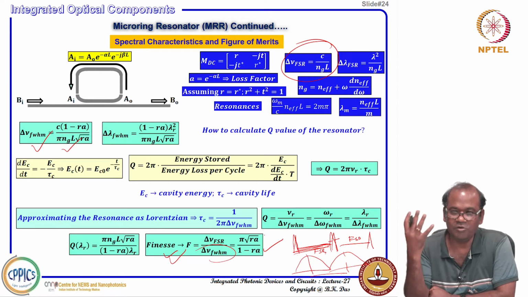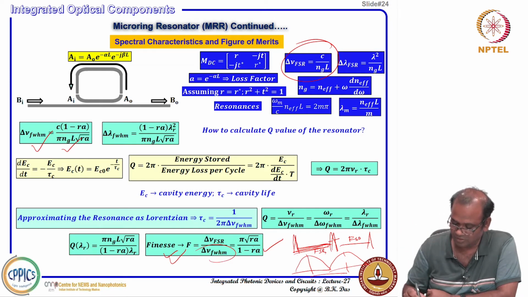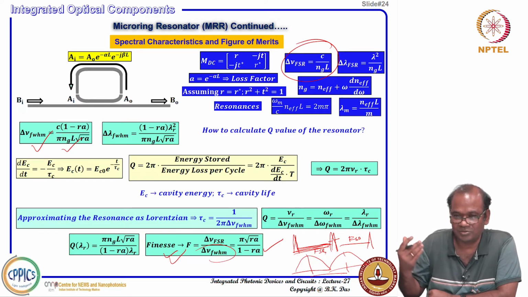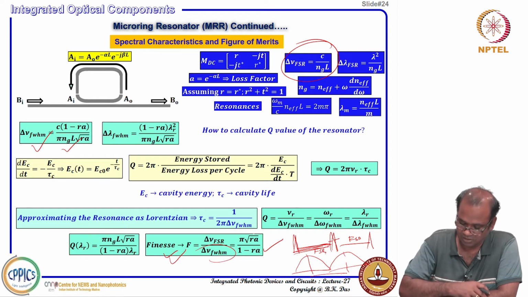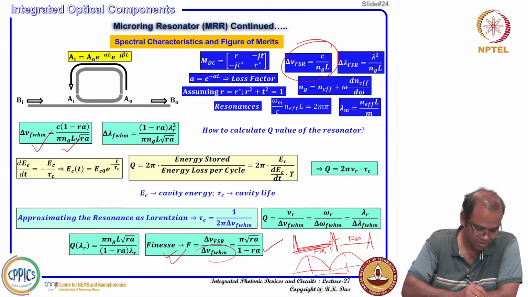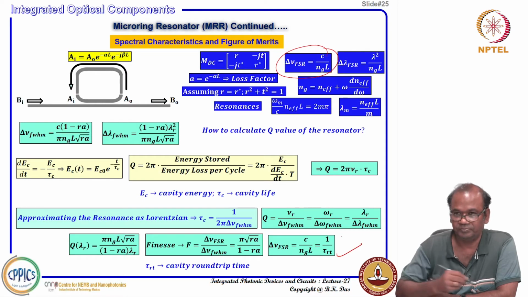So, if you know the waveguide parameters and ring resonator parameters, you can design the R value, and you know the waveguide loss and bending radius, so you can control the A value. Then you can get the finesse. One more parameter: if you look at delta nu FSR, and just consider c by n g L, then you get 1 over tau RT.